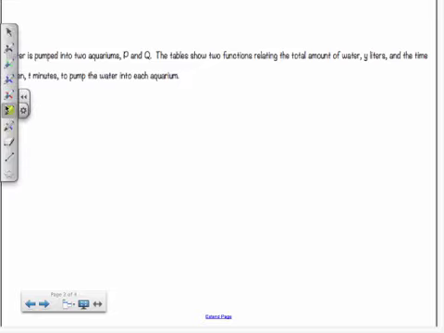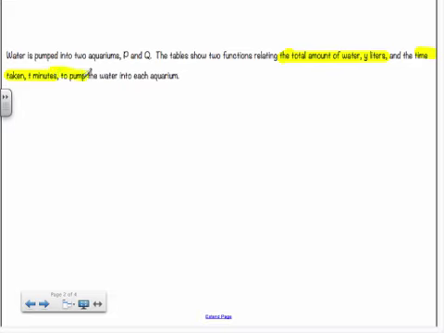So what we should do right here is we should highlight all of our information right here. So total number of water is our Y variable. This is our independent variable. And then the time taken in minutes to pump the water into each aquarium is X.